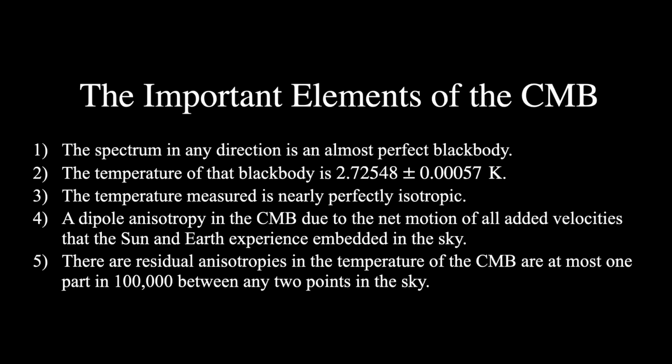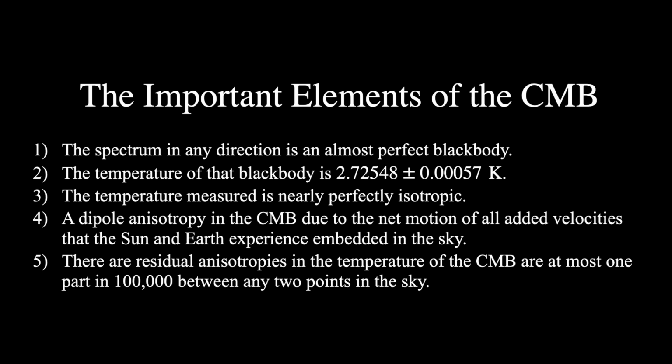There is a dipole anisotropy in the cosmic microwave background due to the net motion of all the added velocities of the Sun and the Earth embedded in the sky. That means the Sun traveling around the Milky Way falling towards the Virgo cluster, the motion of the Virgo cluster towards the Great Attractor, and potentially even the Great Attractor's motion throughout the cosmos. So we have a direction that we are going with respect to the cosmic microwave background.